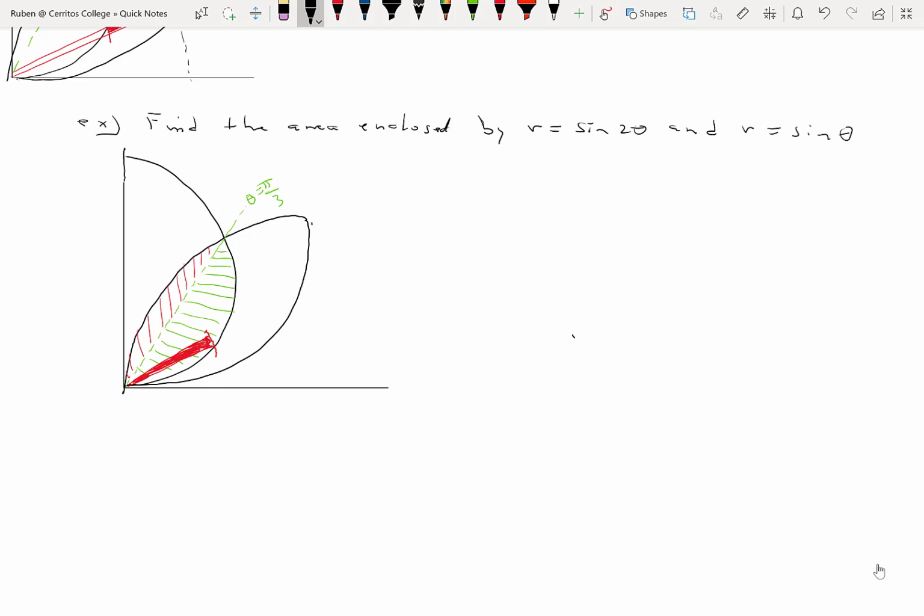So the total area is the area enclosed by the circular part, r equals sine theta, the green area. That area is the integral from 0 to pi over 3 of 1/2 the r value for the circle squared, plus the area of the red portion. In the red portion, theta picks up where we left off in the green portion. Theta goes from pi over 3 to where the rose disappears, which is the last value of theta in quadrant 1, pi over 2. The r value in that little area is r equals sine of 2 theta, so it's the rose r value squared d theta. Then we evaluate that integral.